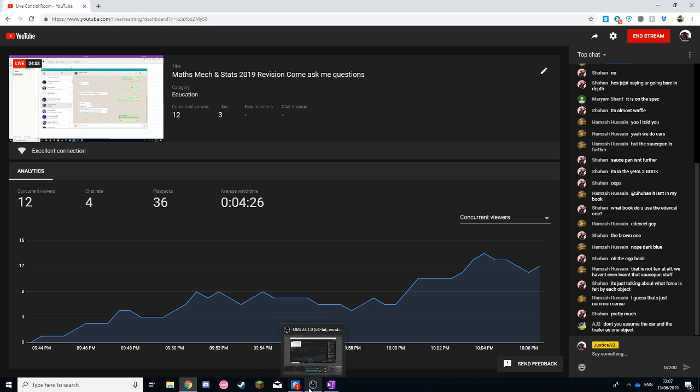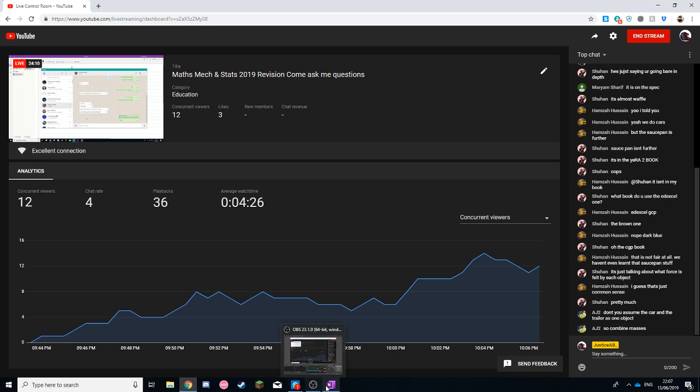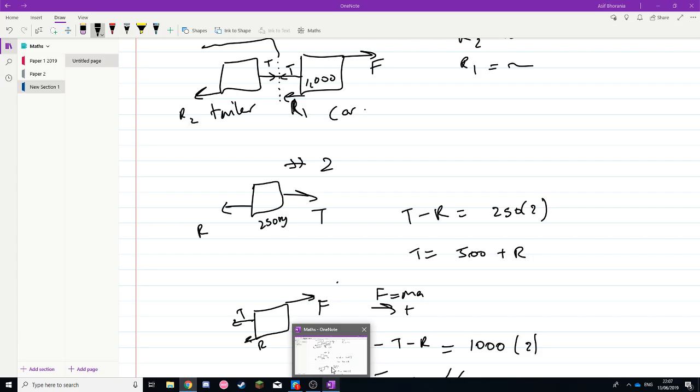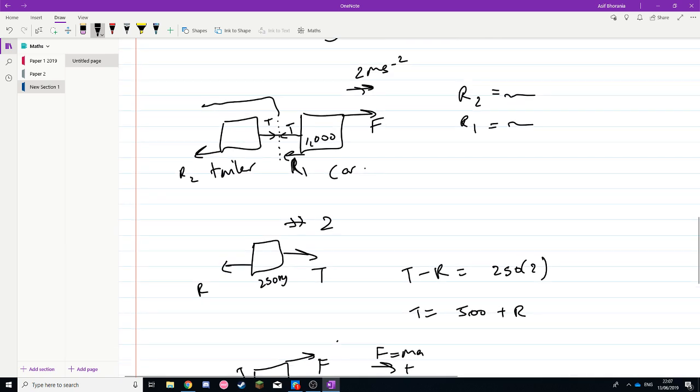Don't you assume the car and the trailer as one object? Yes, you could do that. That should be fine. But let me think about this before I waffle. I think there's a specific case when you can't just treat them as one, and I think that's when you have missing information. I'm trying to think what it was. Not too sure.